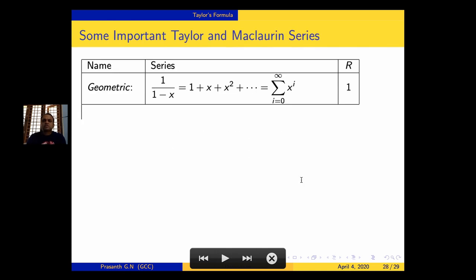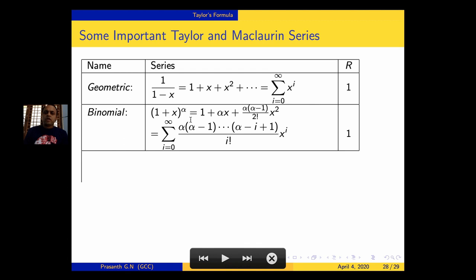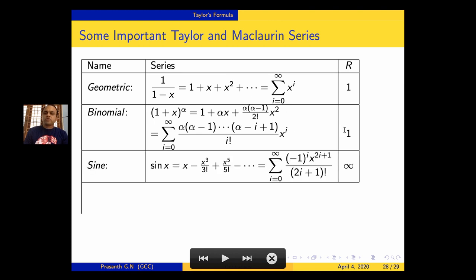Now we will give some important Taylor and Maclaurin series. The geometric series is one of the important ones. That is, 1 by (1 minus x) is equal to 1 plus x plus x square plus etc. The radius of convergence is 1. Second is the binomial series. That is, (1 plus x) raised to alpha is equal to 1 plus alpha x plus alpha times (alpha minus 1) by 2 factorial x square plus etc. Its radius of convergence is also equal to 1.